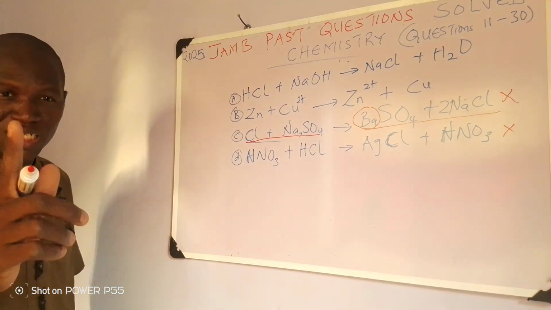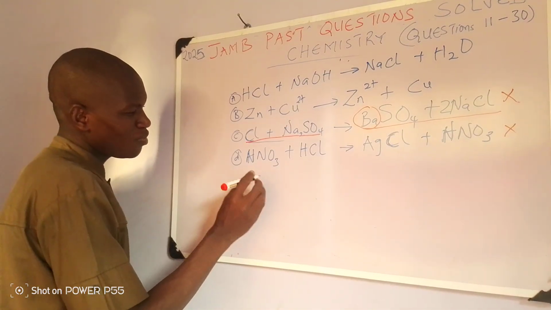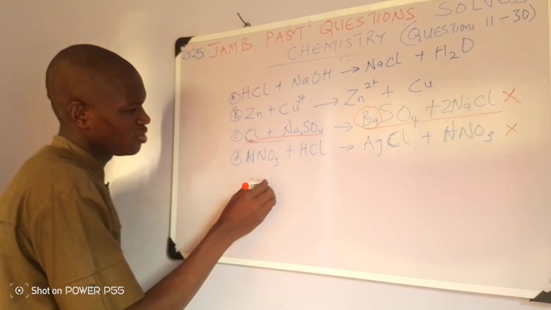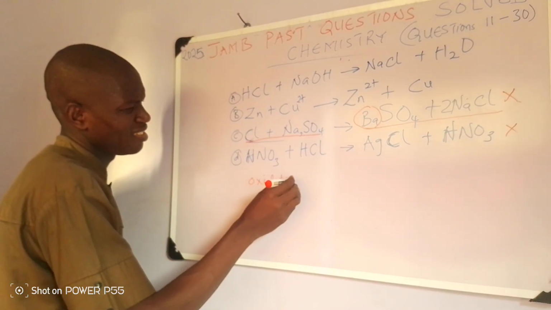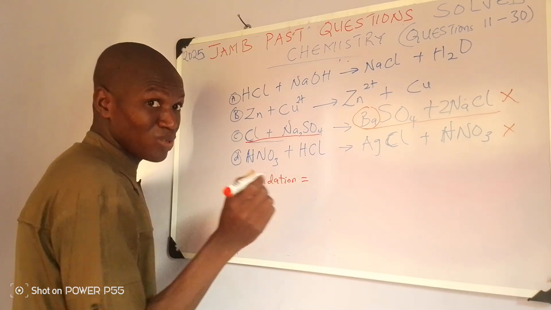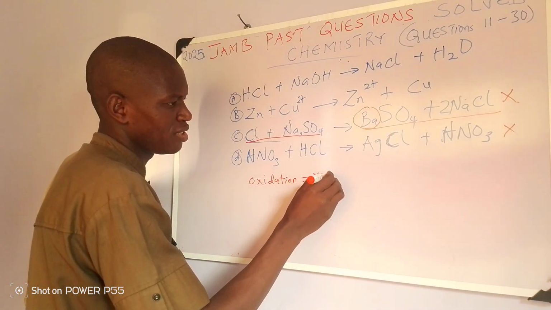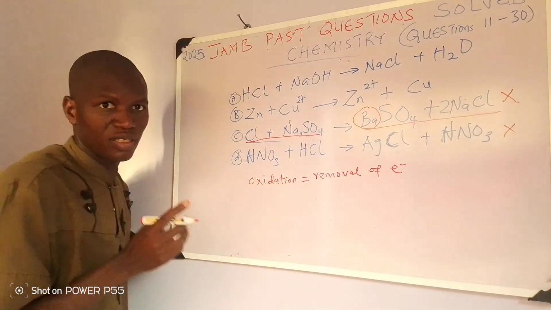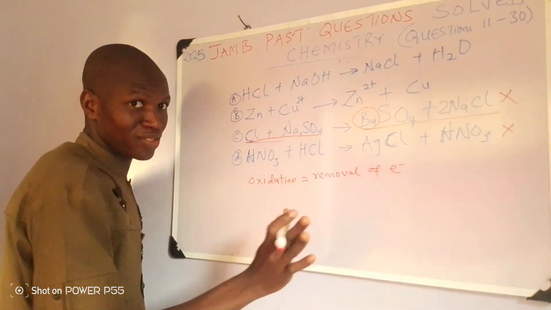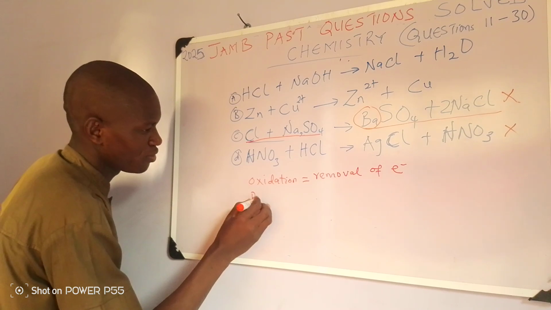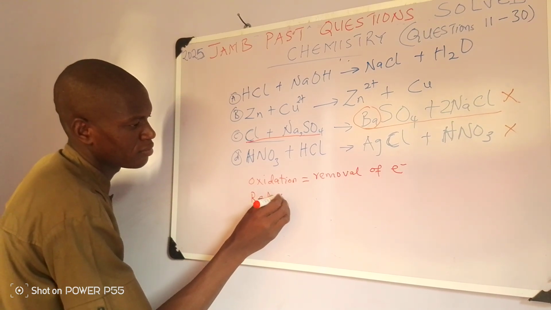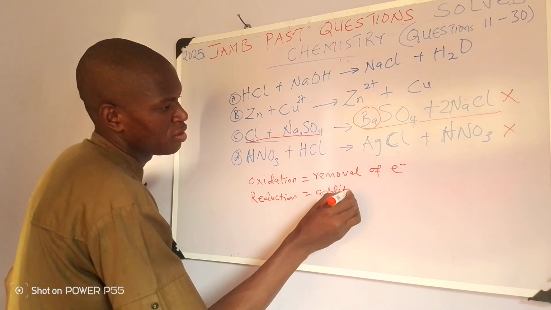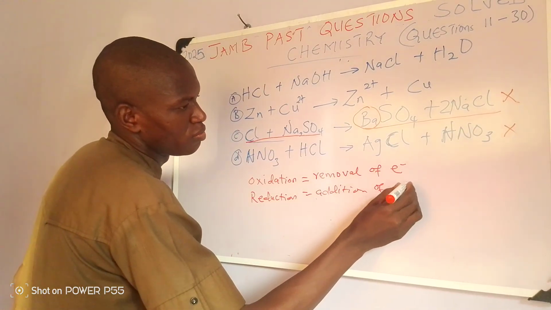Now let's go. What is oxidation? A simple definition I'm going to give you. A simple definition. Oxidation. Never forget this. Oxidation is equal to, you can write it please, removal of electrons. And this is how I write my electron, I just want to abbreviate it. Reduction is equal to addition of electron.